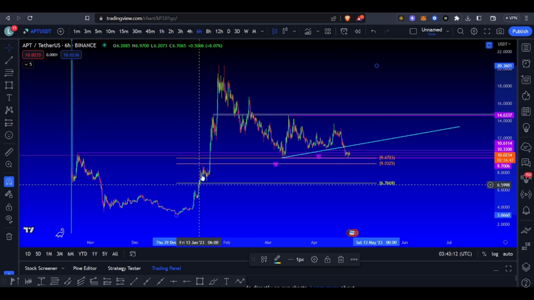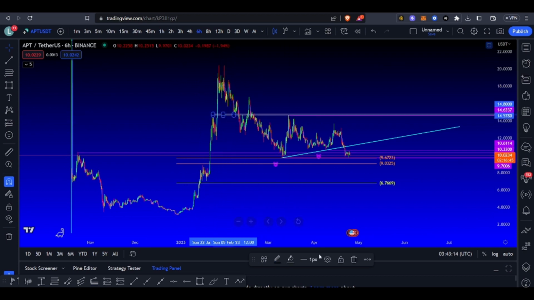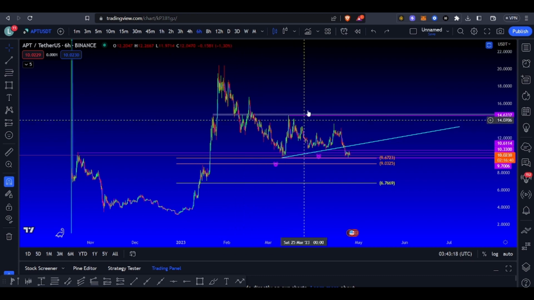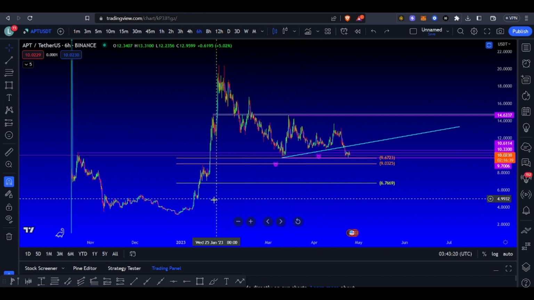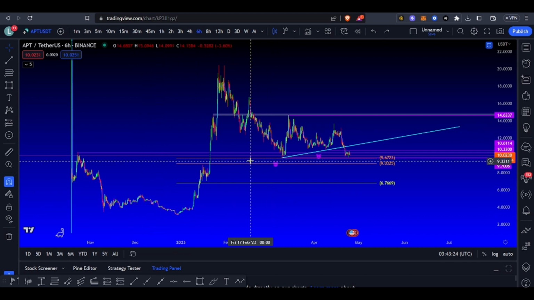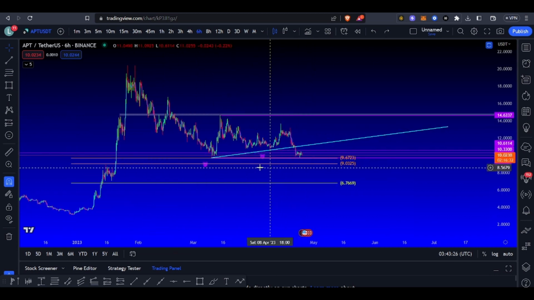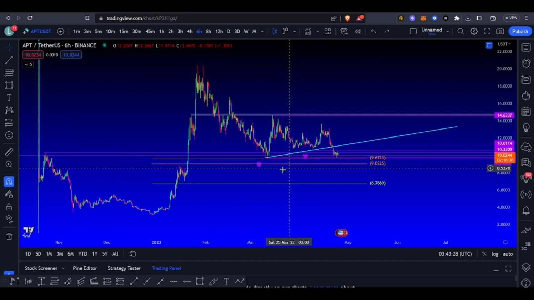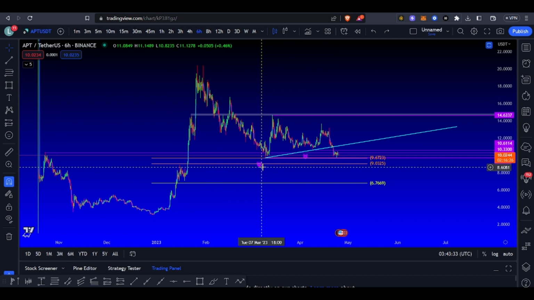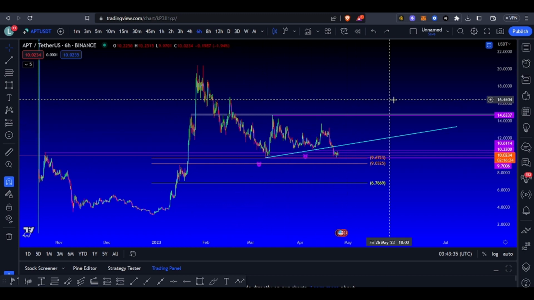If you rode this all the way up, congratulations. That was probably a beautiful trade. I scalped it here and there. I wish I kept some of the bags I bought pretty much in this area actually. But yeah, when looking at Aptos, it is currently trading right above this major golden pocket, and this is the biggest golden pocket you could possibly draw on Aptos.